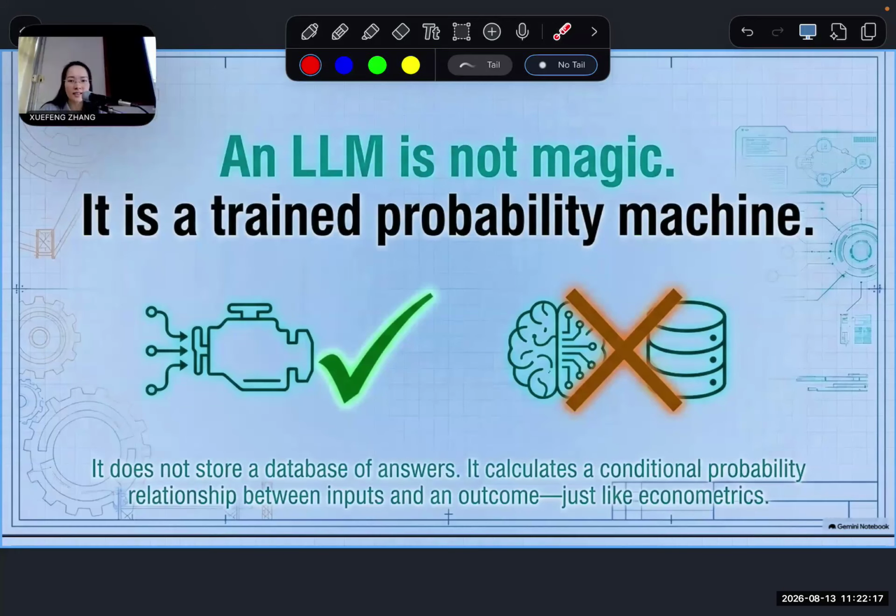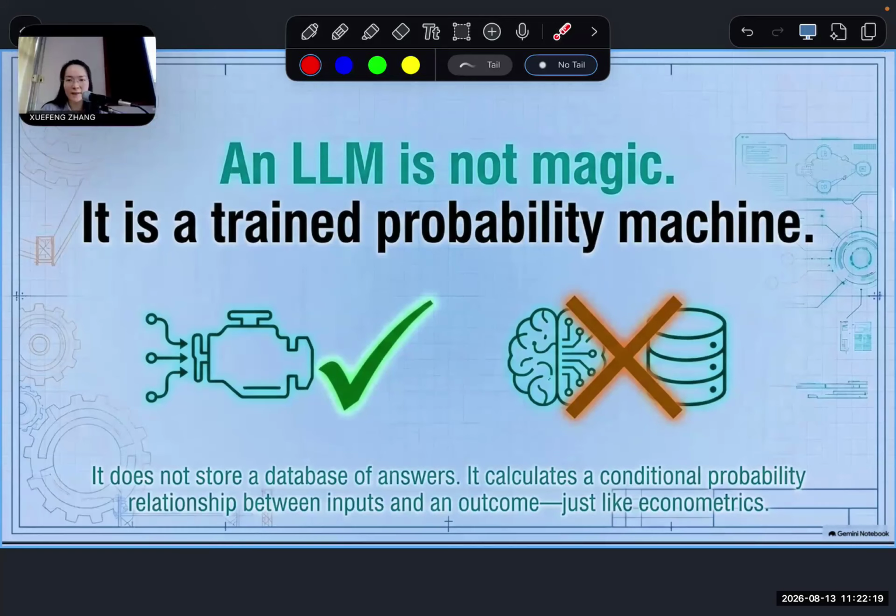This is the sentence to remember from today. LLM is not magic. It's a trained probability machine. What does it mean? Look at the two icons. The engine with a check mark, that's what an LLM actually is, which is a calculation engine. The brain crossed out with a database, that's what it is not, okay?